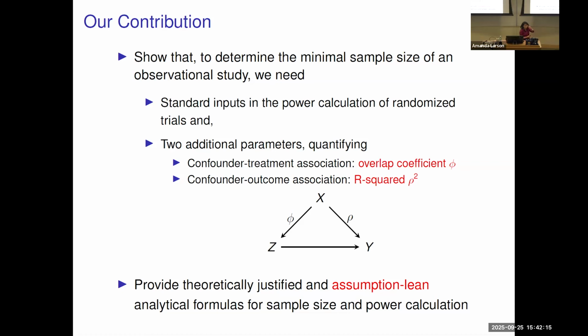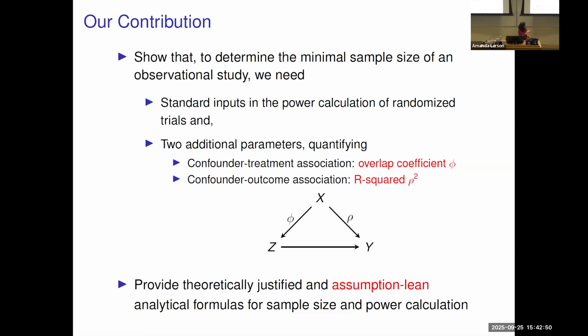So essentially, you only need 2 parameters. One parameter, which I call the overlap coefficient and will define, quantifies the strength of the correlation between the confounder and the treatment. The other is the confounder-outcome association. It turns out we can use R squared to approximate that and quantify this strength. And this makes perfect sense because the difference between RCT and observational study is the presence of confounders. And confounding is a variable that affects both treatment and outcome. So there are only 2 paths.